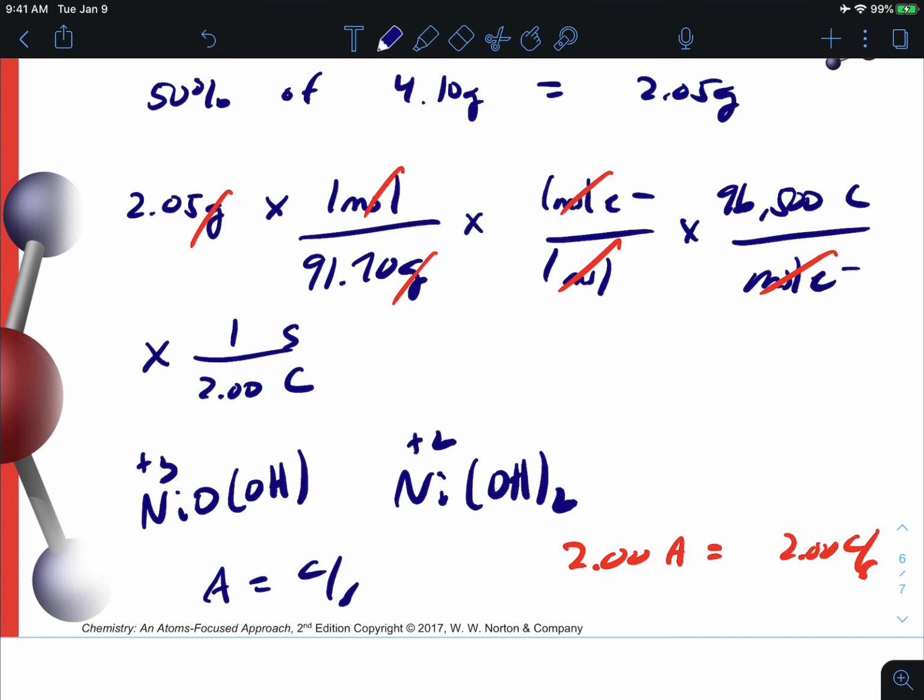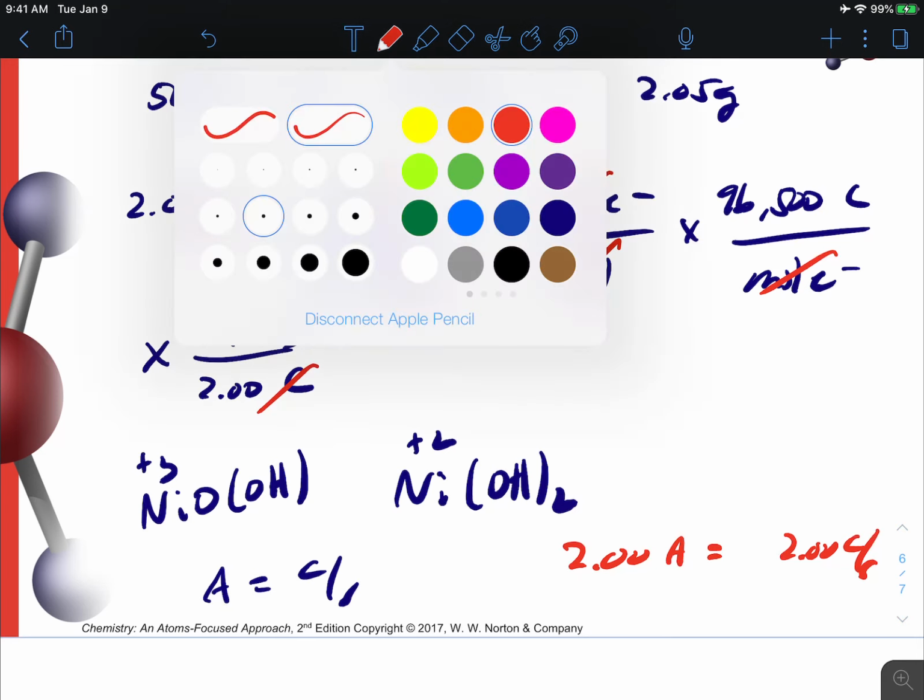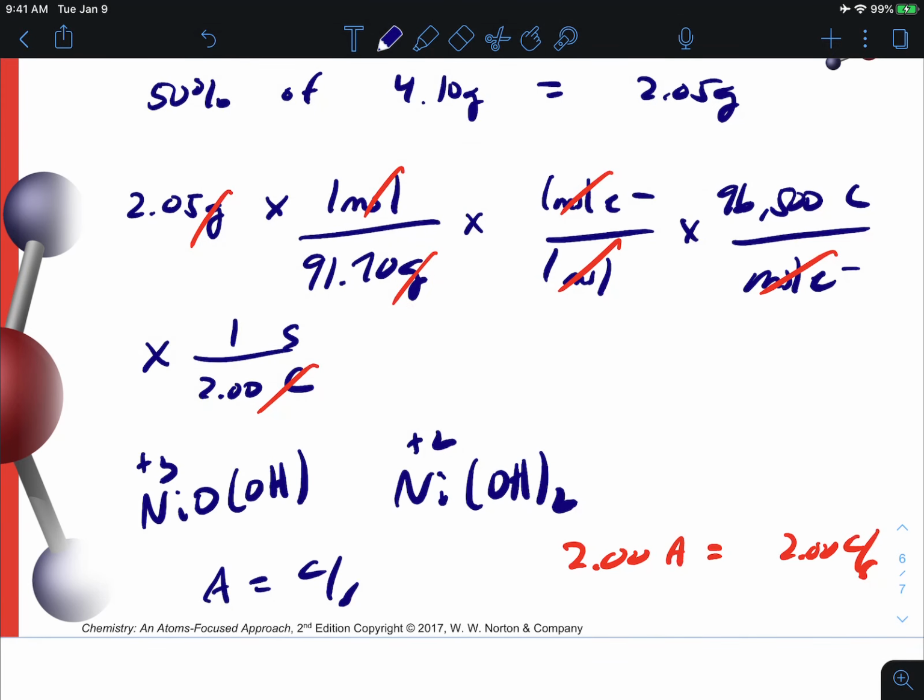That makes it easy for me to realize now that I've gotten rid of my coulombs, and my answer is going to be in seconds. I believe maybe they asked for it in minutes. You can do that conversion yourself, but basically, 60 seconds per minute, of course. And you wind up with 18 minutes.